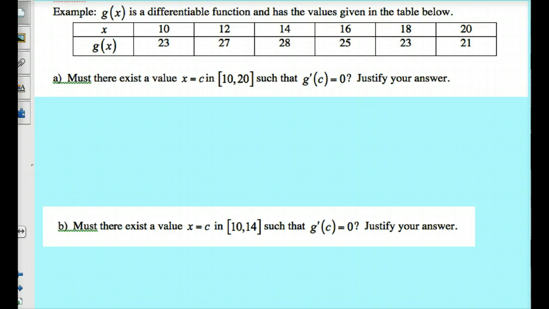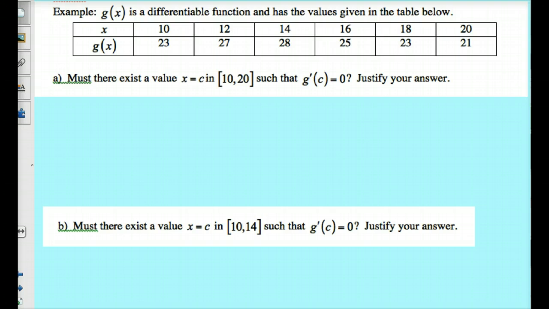The first example says g of x is a differentiable function and has the given values in the table. So number one, if something is differentiable, it's telling you that condition 2 exists, right? I'm allowed to take the derivative. And the other thing we know is you can only take the derivative if a function is continuous. So this implies that condition 1 and 2 have been met. So let's read the question.